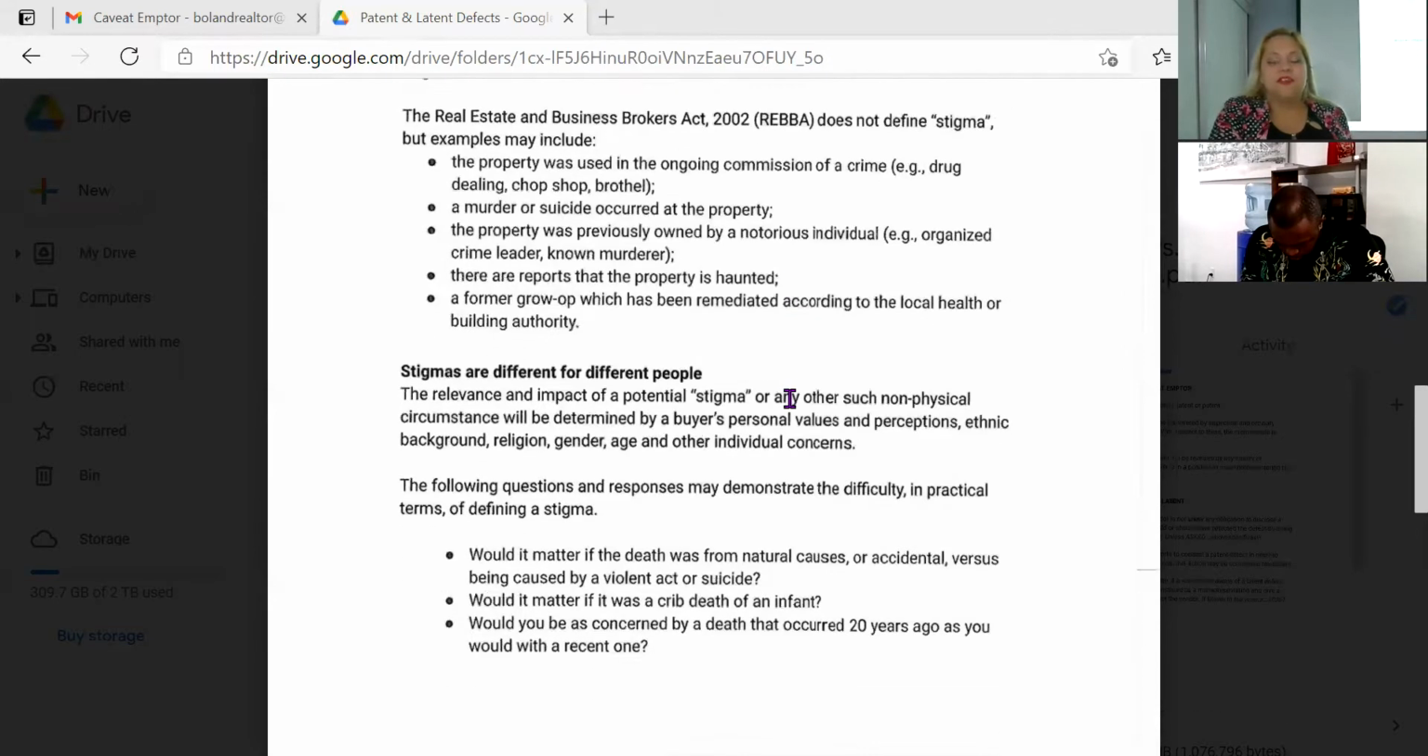The property was previously owned by a notorious individual. Again, if there's some kind of organized crime or something going on, people are worried about the aftermath. If they purchase this property, are they still going to have the clientele coming around, or enemies of these people? They're concerned. So if you know something, you have to disclose it.